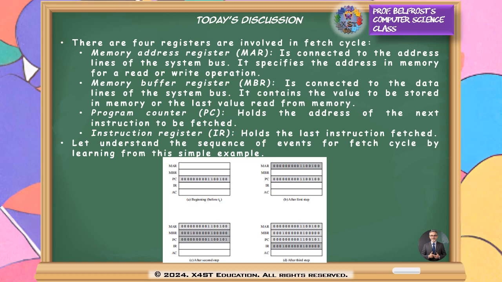To understand the sequence of events for the fetch cycle, let's learn it through this simple example. Maybe it's necessary for you to take a screenshot first and follow the explanation.